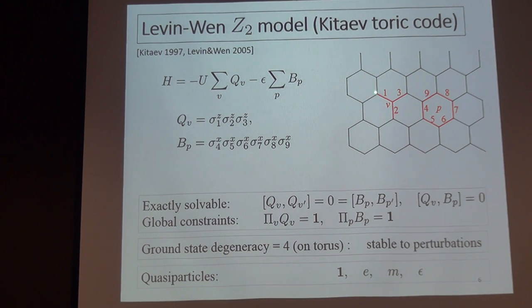The Hamiltonian has two terms. The first term is defined at vertices. We have the Pauli matrices sigma z on the three links going into this vertex. And the second term is sigma x defined on the boundary links of the plaquette. So this model is exactly solvable. We will observe that these two operators Q and B are mutually commuting with each other, and all of them are projections.